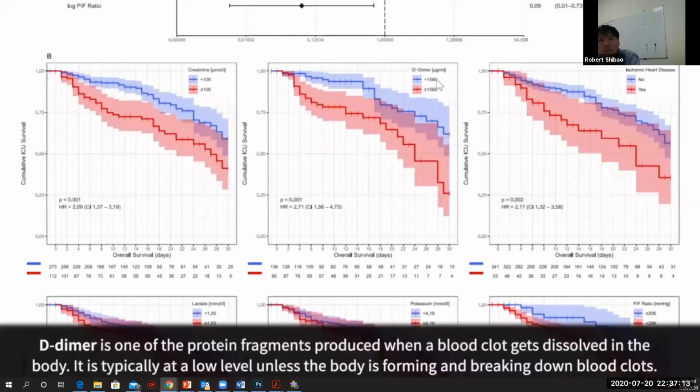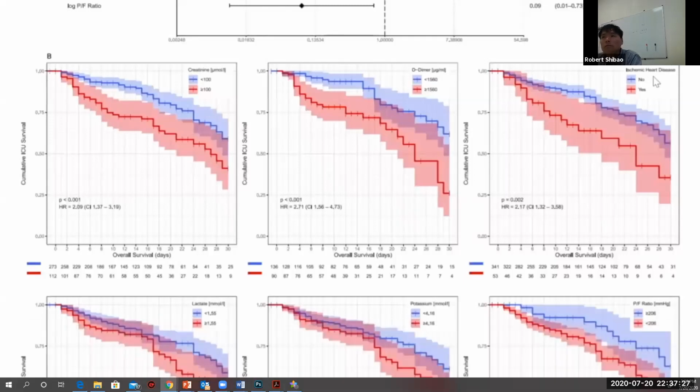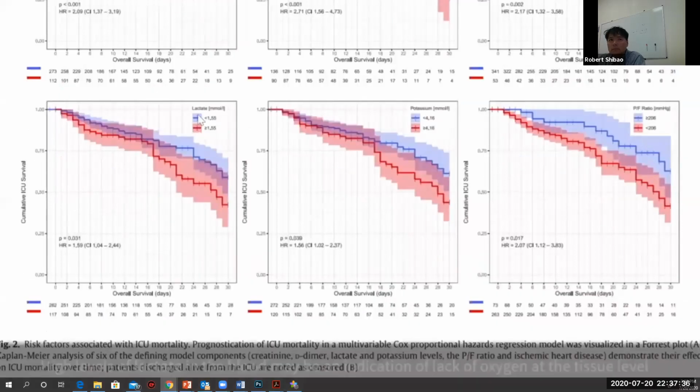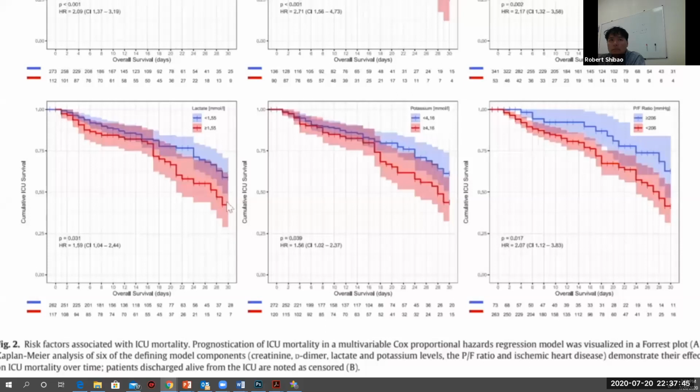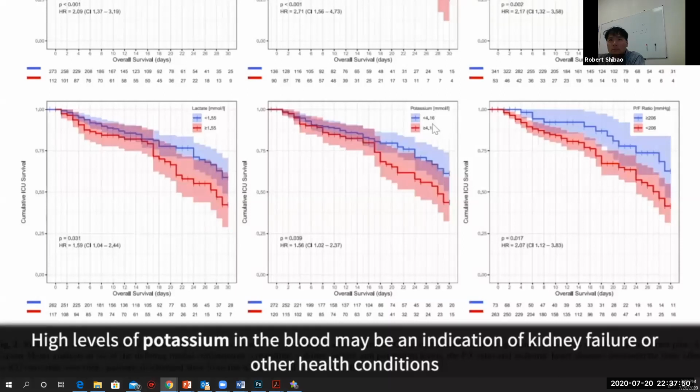Here we have D-dimer. If it was less than 1560, you would be in the blue, with a higher chance of survival. Greater than 1560, lower chance of survival. These are all basically on admission. Here we have, do you have ischemic heart disease or not? Clearly, if you said no, better chance of survival. If you said yes, worse chance of survival. Let's look at the lactate. If it was less than 1.55, better chance of survival on admission, versus greater than 1.55, less chance of survival. What about the potassium? If the potassium was less than 4.16, better chance of survival versus greater than 4.16.